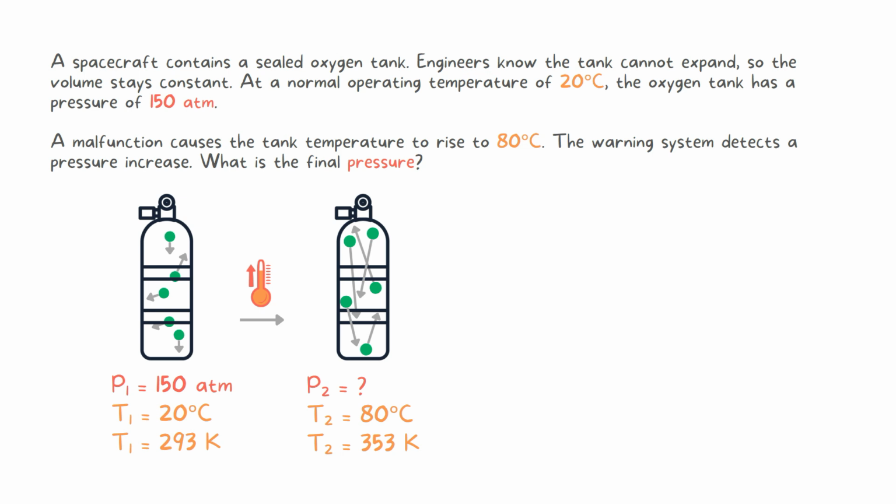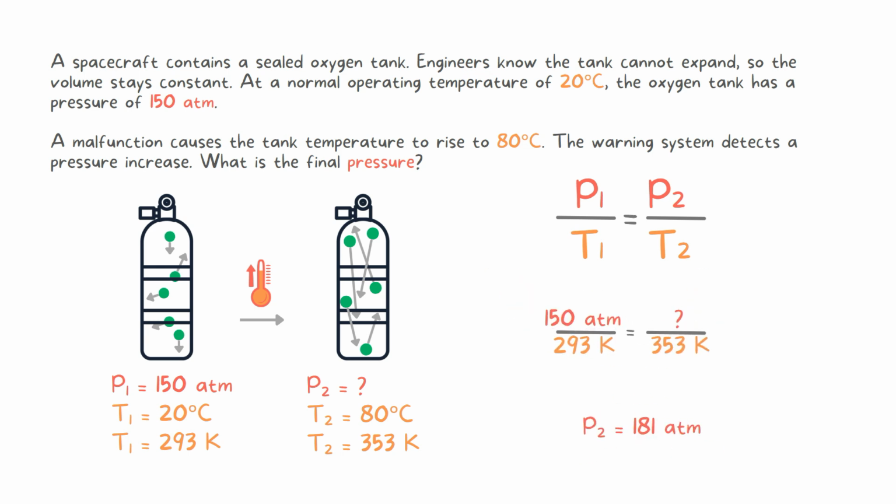The final temperature of the tank is 80 degrees Celsius, and we have converted that to kelvins to give us 353 kelvins. Okay, so if the temperature goes up, that causes the pressure to go up because the particles are now moving faster and hitting the inside walls of the container with more energy. So this is a direct relationship, which means we will use P1 over T1 equals P2 over T2. Now I'm going to plug in all my variables here and solve for P2, and I get 181 atmospheres.